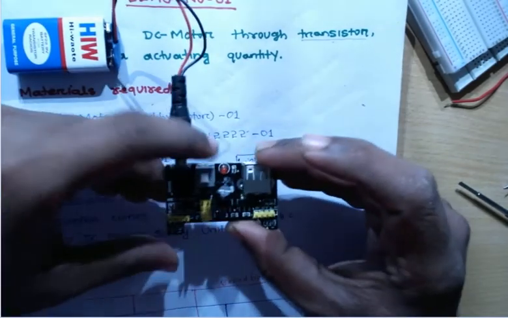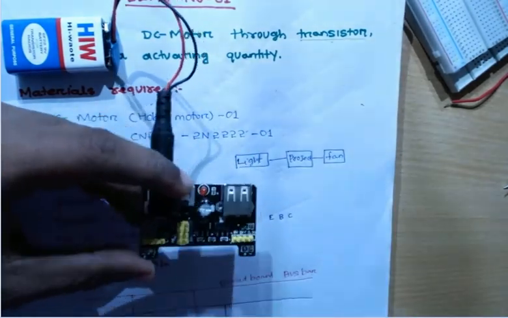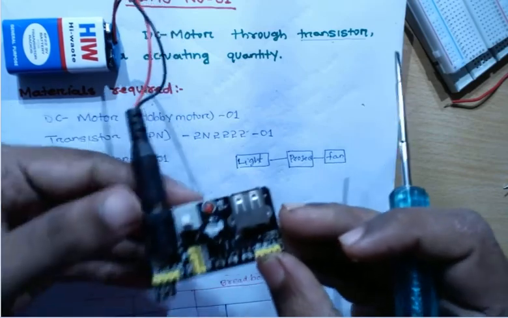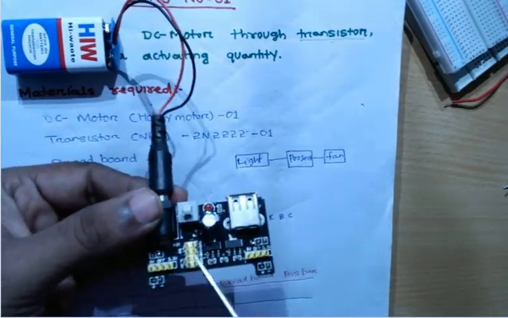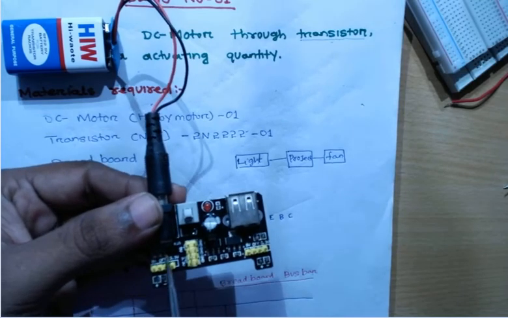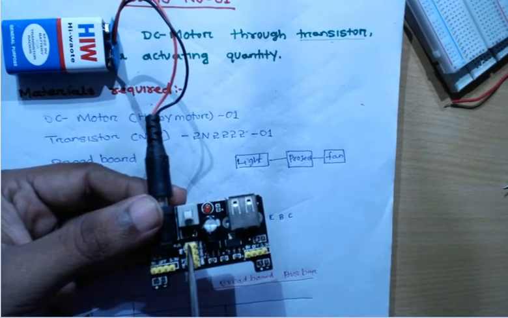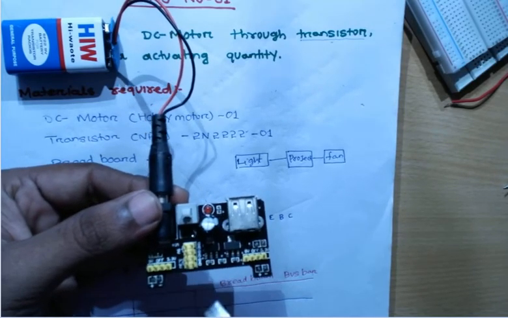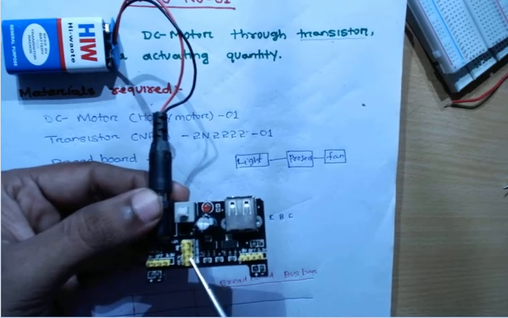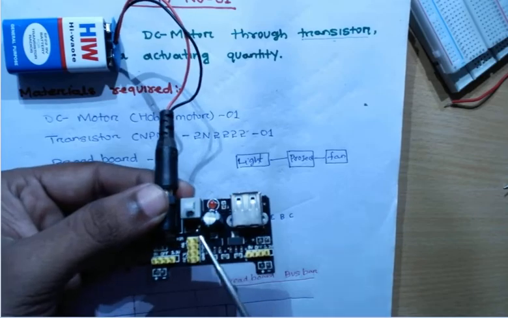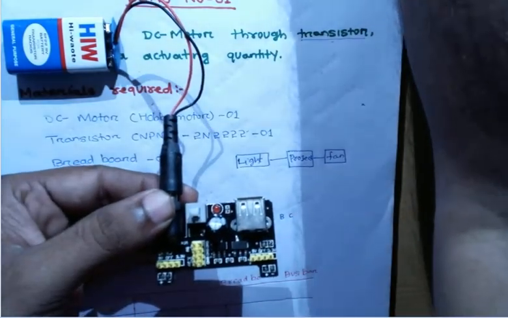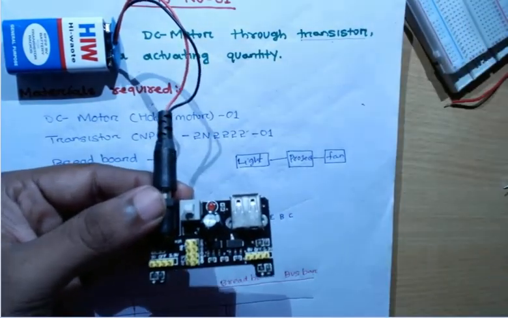From where am I going to collect the power? From the 5 volt. If you look minutely, these are my pins. These first two are my 5 volt pins, the first and second. And this whole total of 4 pins is the, let me make it clear.